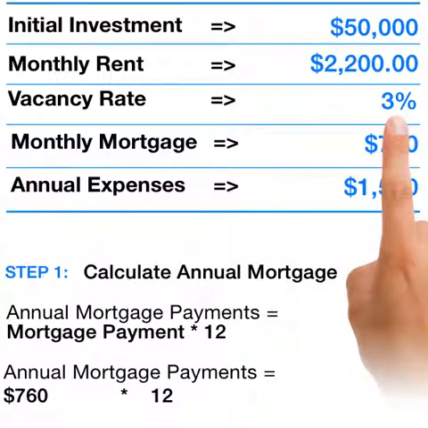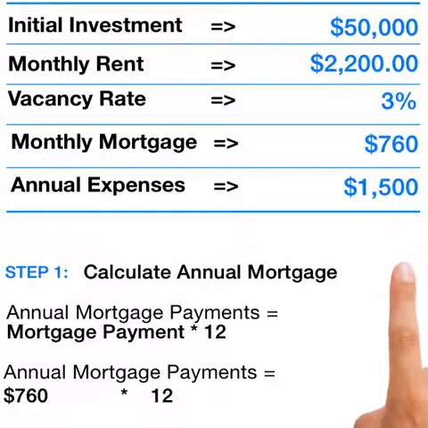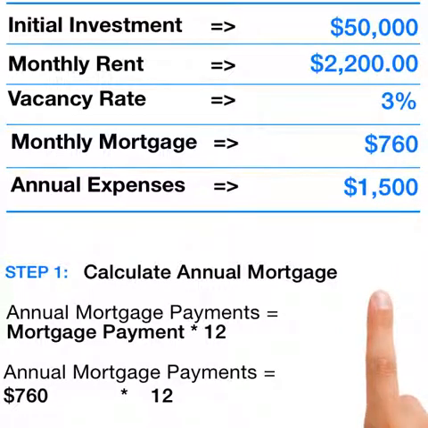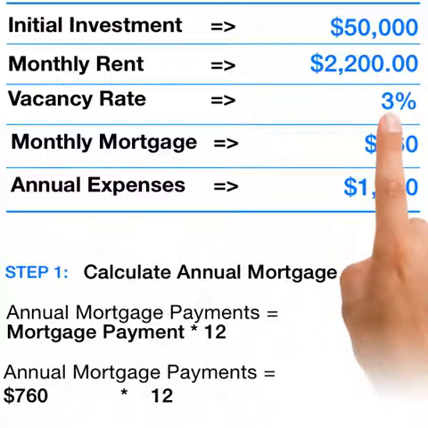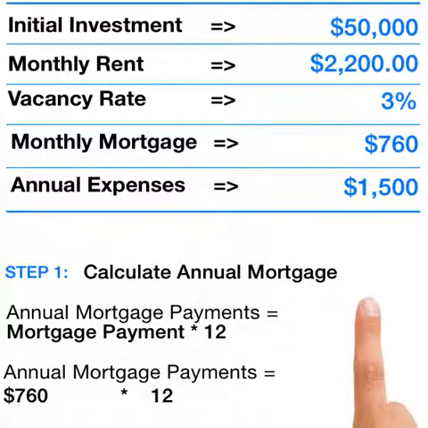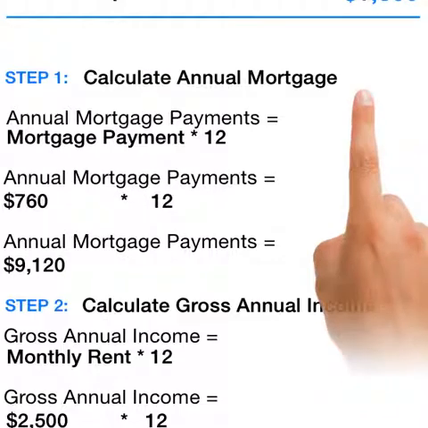Your vacancy rate is nothing more than the percentage that you expect during the year that you will not be collecting rent. For whatever reasons, life is unpredictable, it's not perfect, and there are many reasons why you might not be collecting rent all 12 months of the year. So this is a good way to get a realistic representation of what your income will be from this rental property.